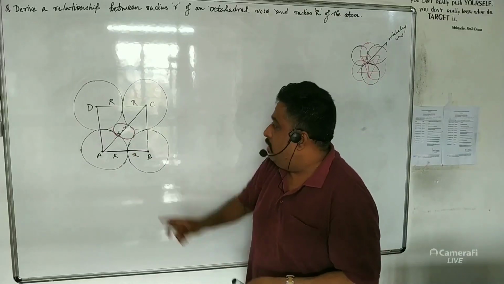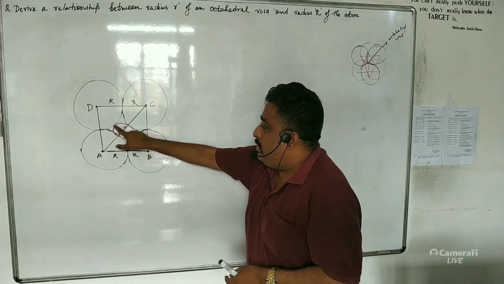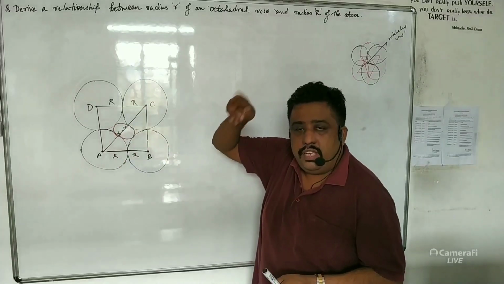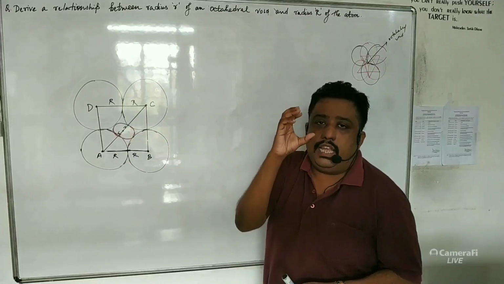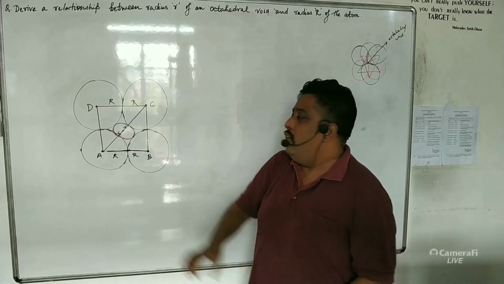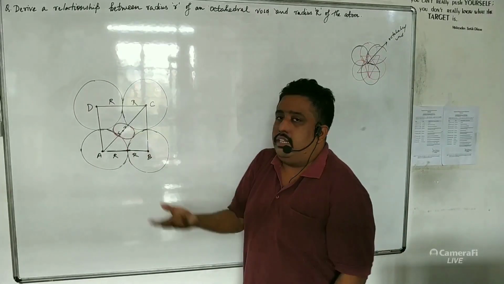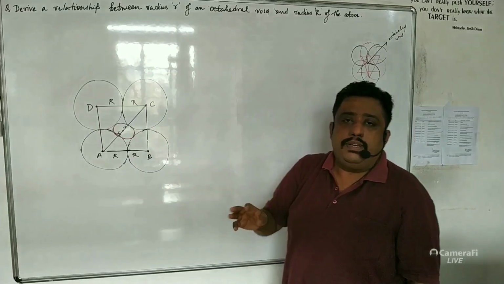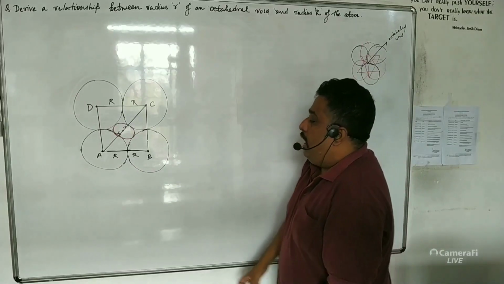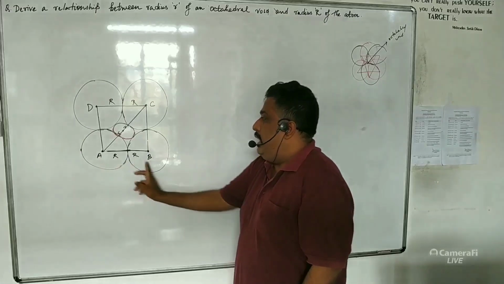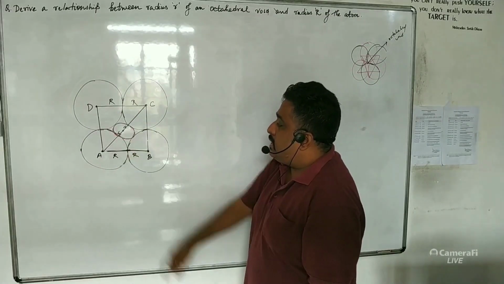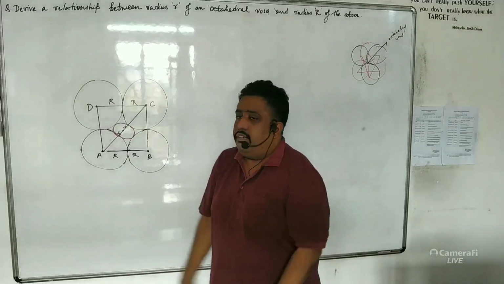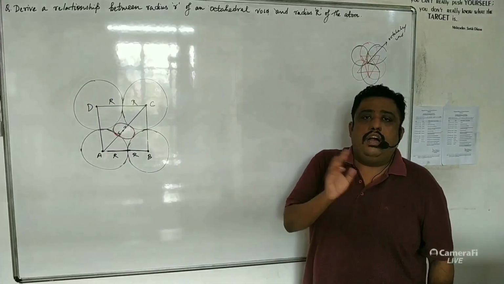The gap in the middle is denoted by this red circle, and in that gap we are placing a constituent particle or an atom, and the radius of the void is considered to be small r from a mathematics point of view. I have marked the points as A, B, C, D, and I have considered the radius of the void as small r, and the radius of the atom as capital R.